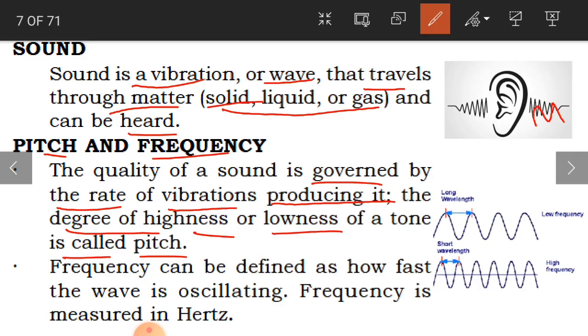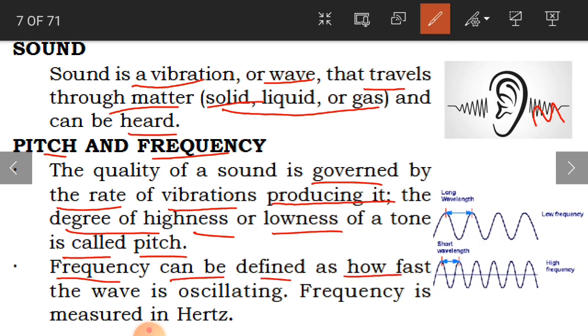Even when you talk very loud, we call it a high pitch. The sound that is produced when we talk, when that sound is more, we call it high pitch. When that sound is low, we call it low pitch. Clear, children?